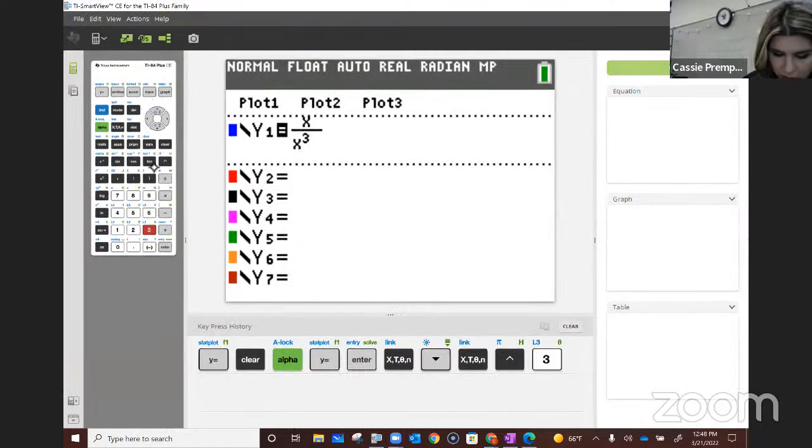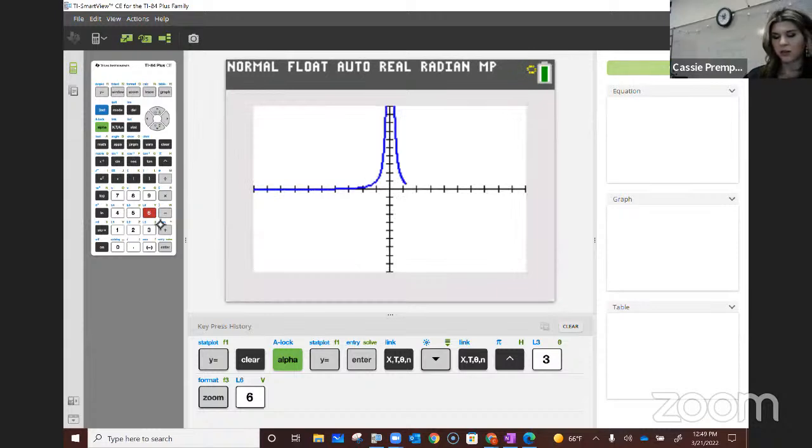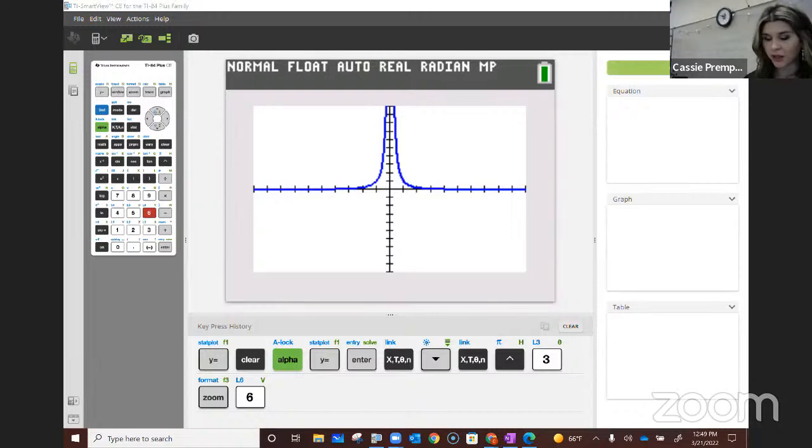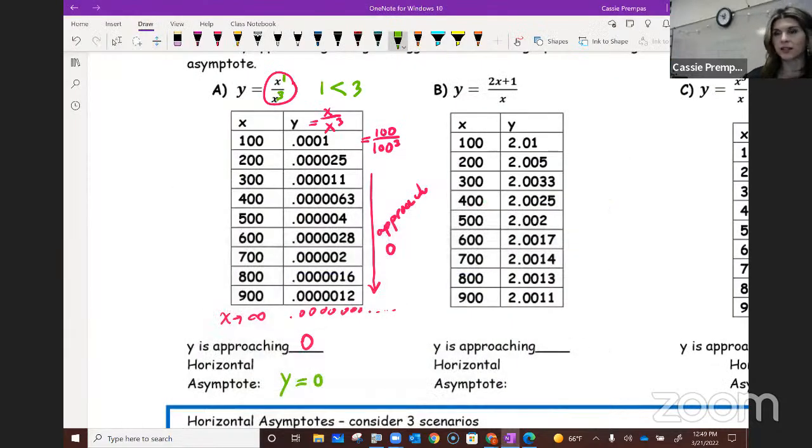And then I graphed it. Do you guys see an invisible horizontal line at 0, at the y value of 0? See how all those points are getting really, really close to it? They're never going to touch it. They're just going to get closer and closer and closer to 0. This will always happen when the degree of the numerator is less than the denominator.